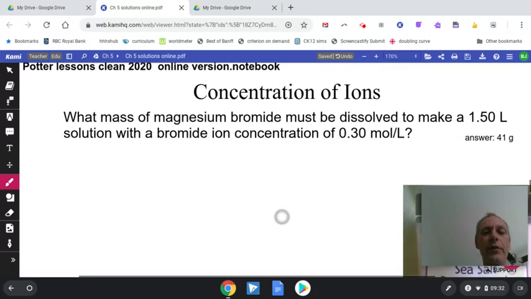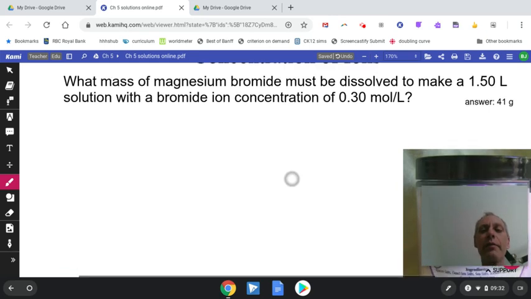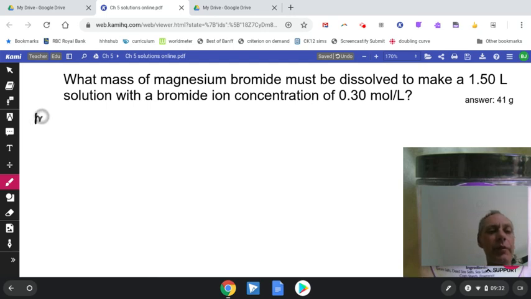All right, so what's happening is we're working backwards on this question. What mass of magnesium bromide must be dissolved? So we're looking for mass. Magnesium is a 2 plus, bromide is a 1 minus. So that's the formula for magnesium bromide. So we're looking for mass of magnesium bromide.